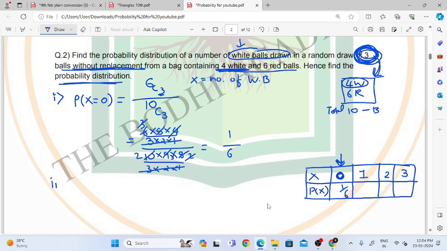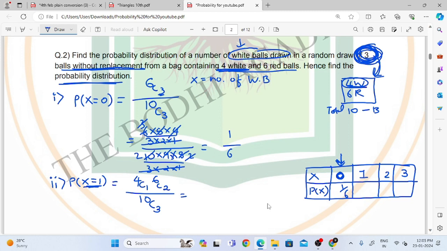Now the second case, that is P of x equal to 1. X equal to 1 means we are selecting any 3 balls from the bag. Total 10 are there, so in the denominator 10C3. Now x equal to 1 means 1 white ball and the remaining 2 are red. How many white balls are there? 4 white are there. So out of 4 we have taken 1, 4C1. We have to select total 3 balls from the bag, so 1 is white and the remaining 2 are red. How many red are there? 6. That means 6C2.